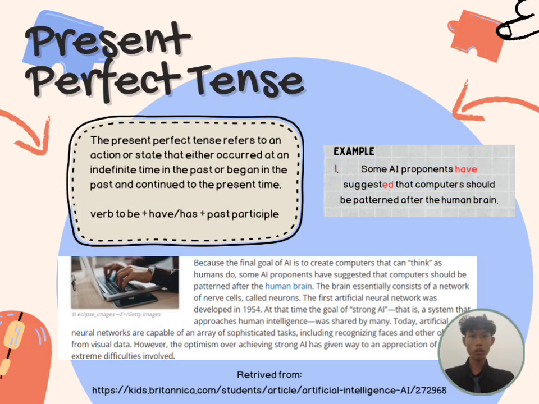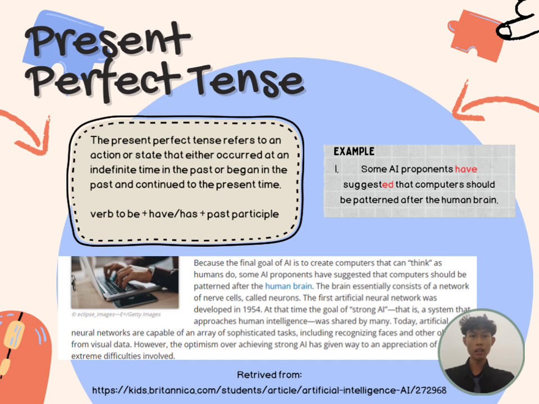Lastly, I am going to talk about present perfect tense. Let's start with the definition. The present perfect tense is used to refer to actions or events that either occur at an undefined time in the past or begin in the past and continue into the present. To form the present perfect tense, we use has or have followed by the past participle of the verb.